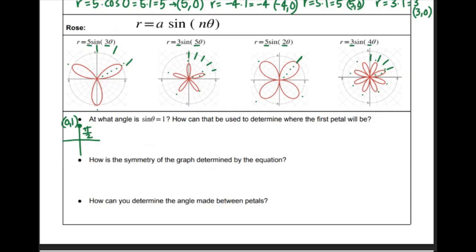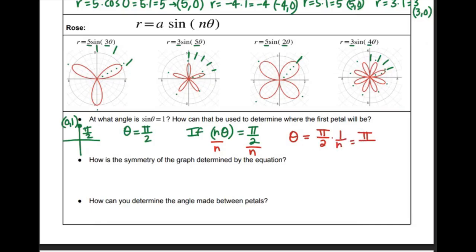So, since theta equals pi over 2 when sine of theta is equal to 1, if n times theta has to equal pi over 2, then if we were to solve by dividing by n on both sides, we would get that theta is equal to pi over 2 divided by n, which is the same thing as multiplying by 1 over n, which is pi over 2n. So the 2n is in your denominator there. So that is when your first petal will occur.